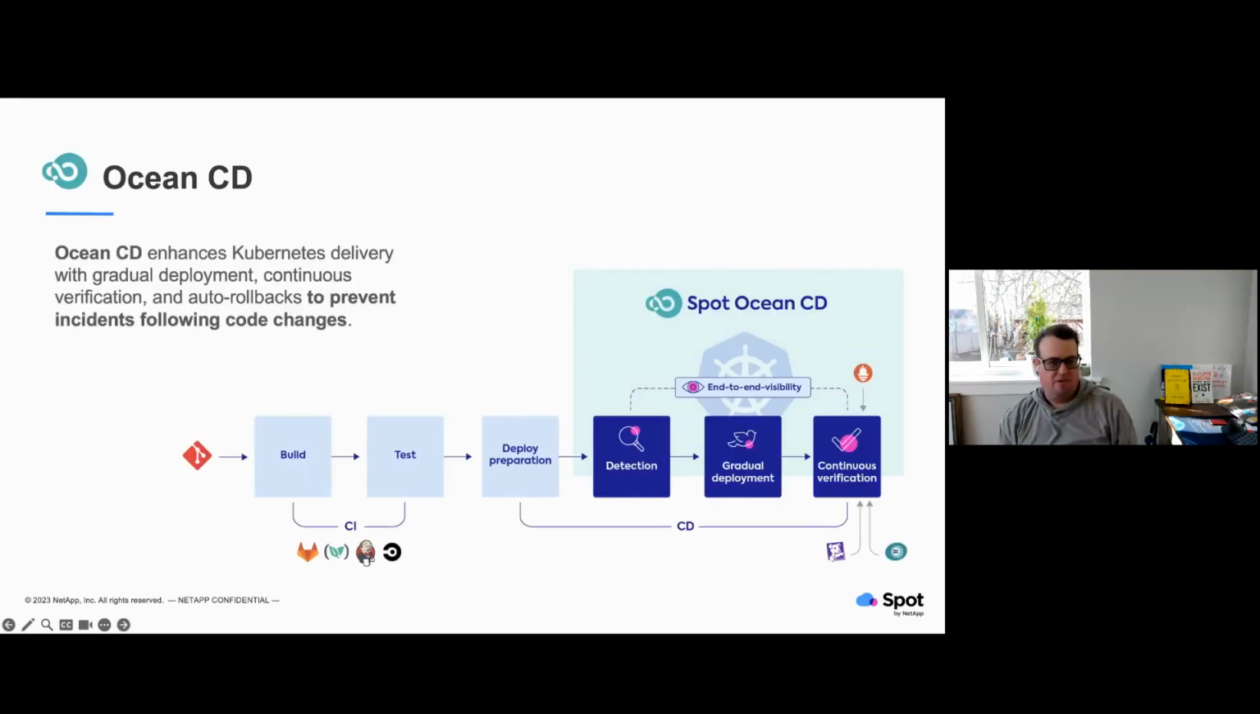Ocean CD that we talked about, we have to enhance your Kubernetes delivery and your CD process. So we allow you to do gradual deployment using our CD tool that allows continuous verification of your code, automatic rollback to prevent incidents following a code change or a build or a rollout. We are constantly watching your infrastructure through the build, test, and deployment preparation. And then we're making sure that you're launching your infrastructure continuously optimized and continuously verifying that your infrastructure is working correctly.